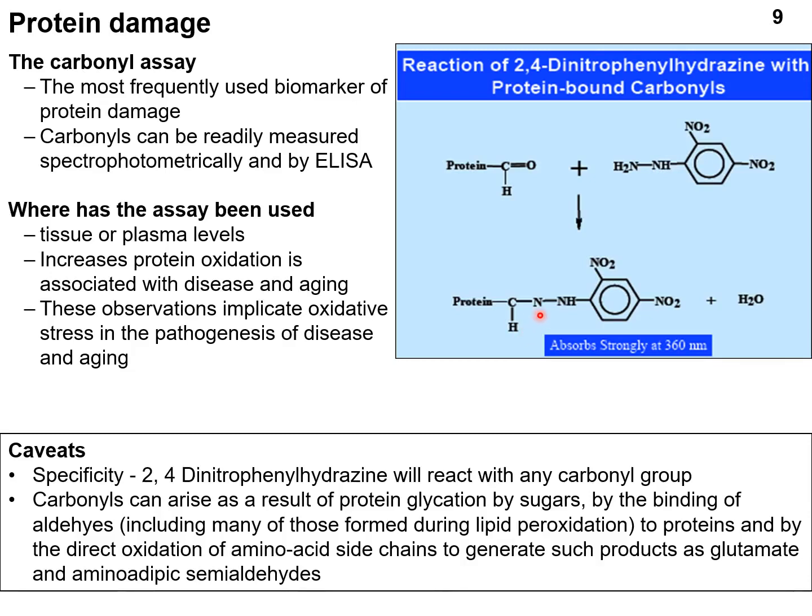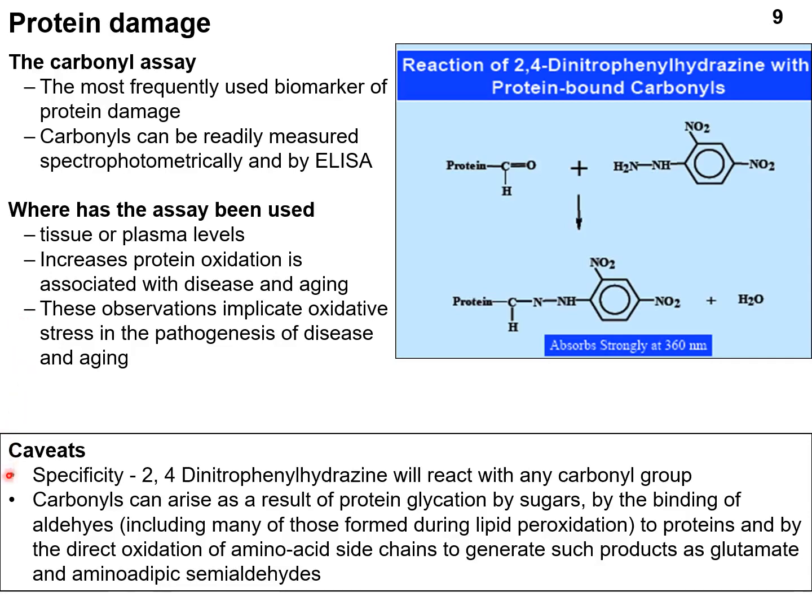There's also now a variety of antibody techniques that are available, which means you can set up ELISA assays or Western blot techniques to measure these proteins. Now, the technique has been used in tissue and in blood to detect protein carbonyls in plasma. And certainly you do see increases in protein oxidation associated with disease and also with aging. And the point of these observations is that they implicate oxidative stress in the pathogenesis of the disease, or in terms of exacerbating the disease severity, both in disease and aging.